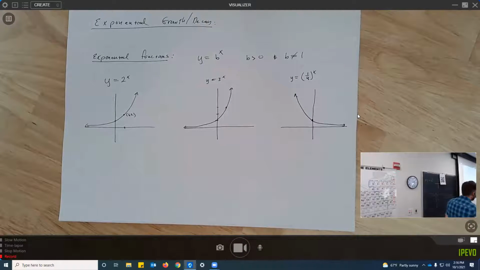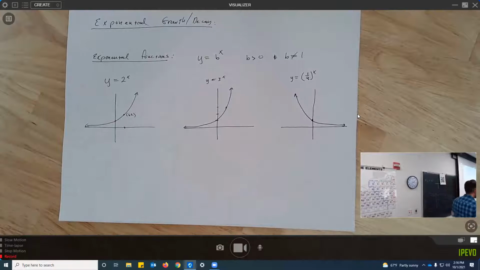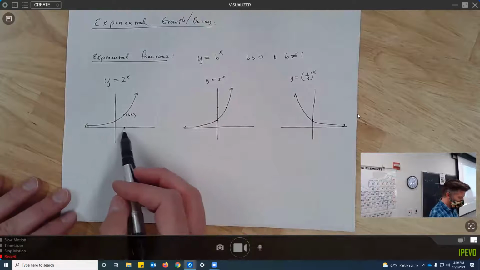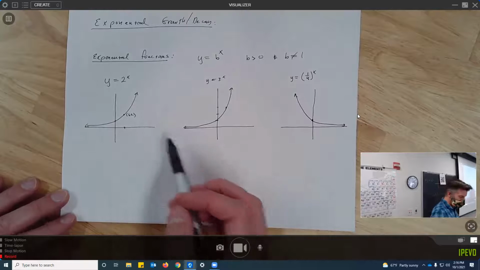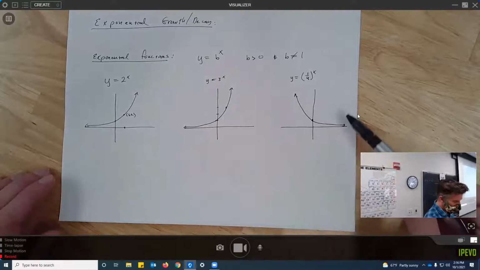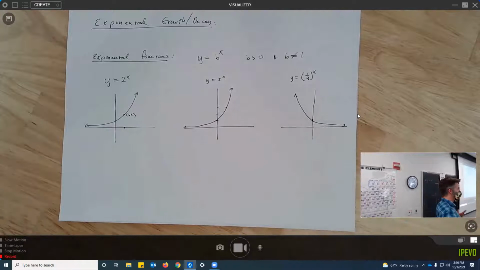So these two functions, y equals 2 to the x and y equals 3 to the x, are more examples of a function that is growing exponentially, right? As our inputs get larger, our outputs get larger. Whereas 1/4 to the x is an example of a function that is demonstrating exponential decay, right? As time essentially moves forward, the output values get lesser and lesser.